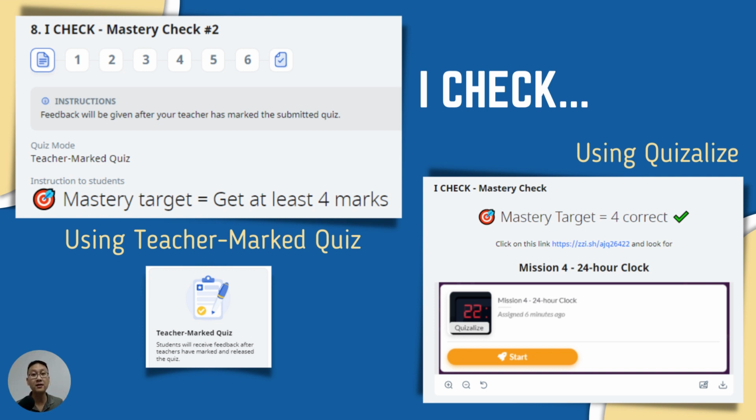But they don't know the correct answer. So that's good. Quizalize does a similar thing, but it automates it for me. But the thing I don't really like about Quizalize is the UI. It's not so user-friendly as compared to the SLS teacher marked quiz, but the teacher marked quiz requires me to be the one to unsubmit it. So there are pros and cons.